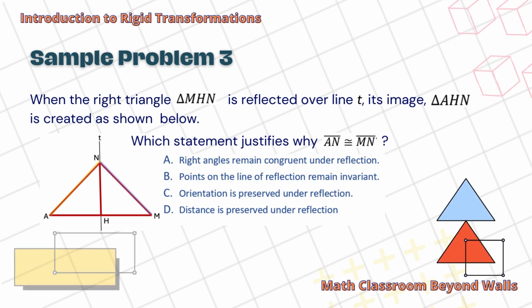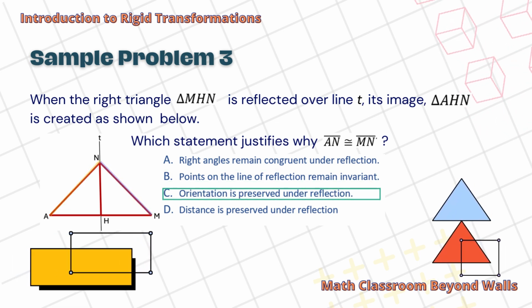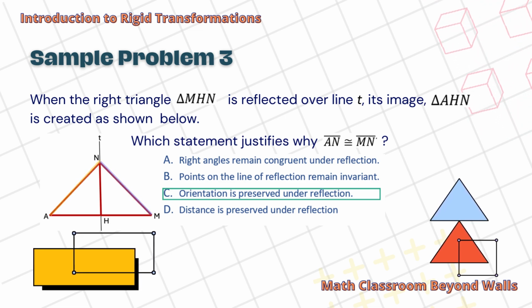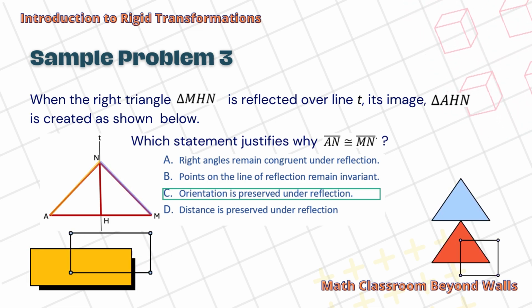Look at option C. Orientation is preserved under reflection. Option C would not support or justify why side AN is congruent to side MN. Not an answer for two reasons. First, the statement is false because orientation is not preserved under reflection. Second, we are not after the orientation of the figure. We're after the statement that would justify why side AN is congruent to side MN.